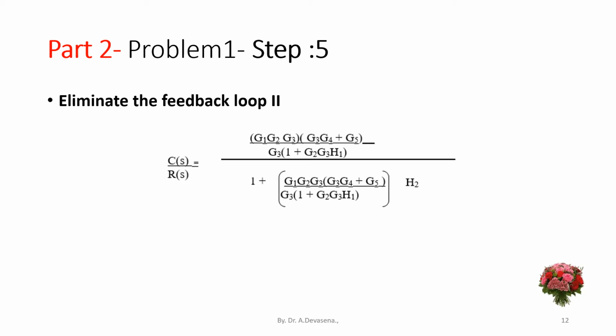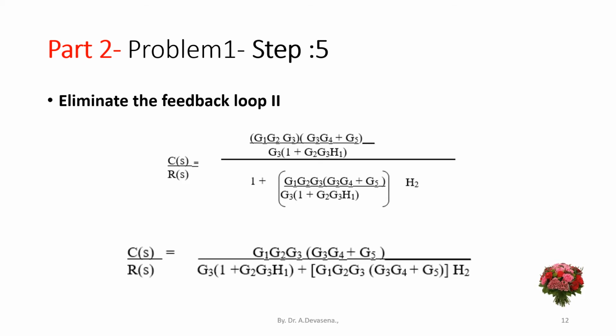After simplifying this, we get the value of C of s by R of s as G1, G2, G3 into G3, G4 plus G5, the whole divided by G3 into 1 plus G2, G3, H1 plus open bracket G1, G2, G3 into G3, G4 plus G5 close bracket, the whole into H2. This is our final answer.